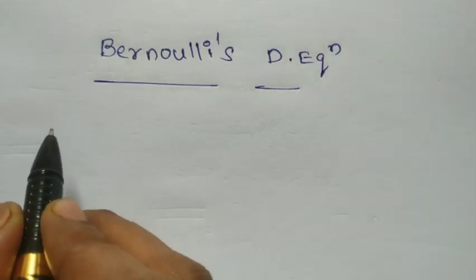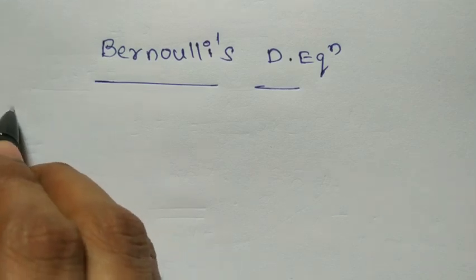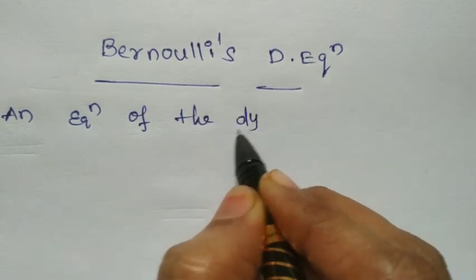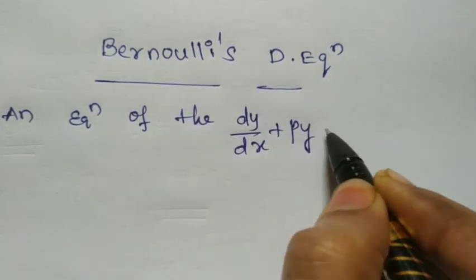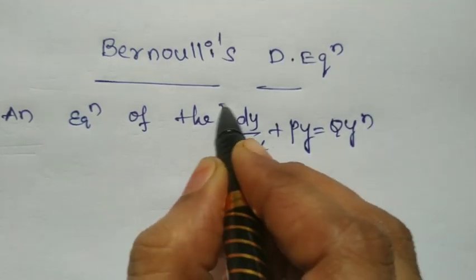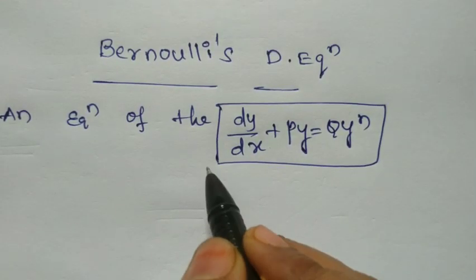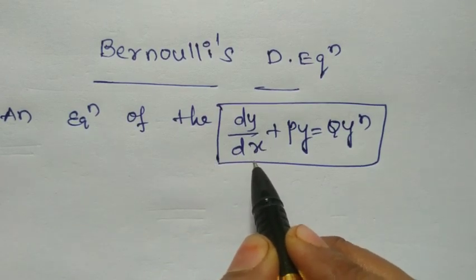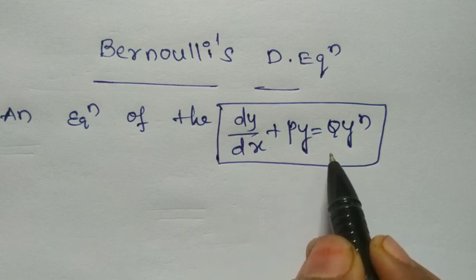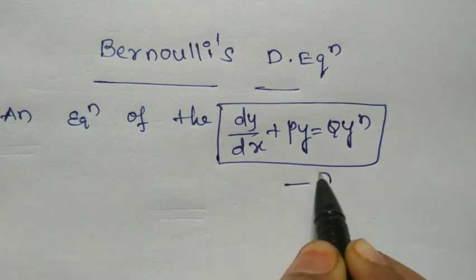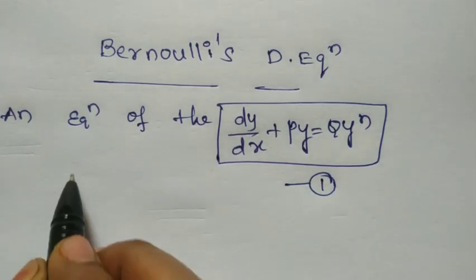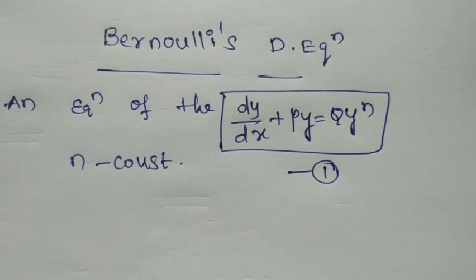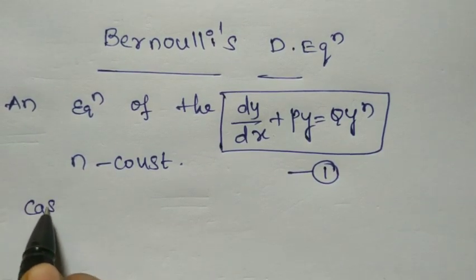Today I will explain Bernoulli's differential equation. An equation of the form dy/dx + Py = Qy^n is said to be Bernoulli's differential equation, and here n is a constant. In Bernoulli's differential equation we have two cases.